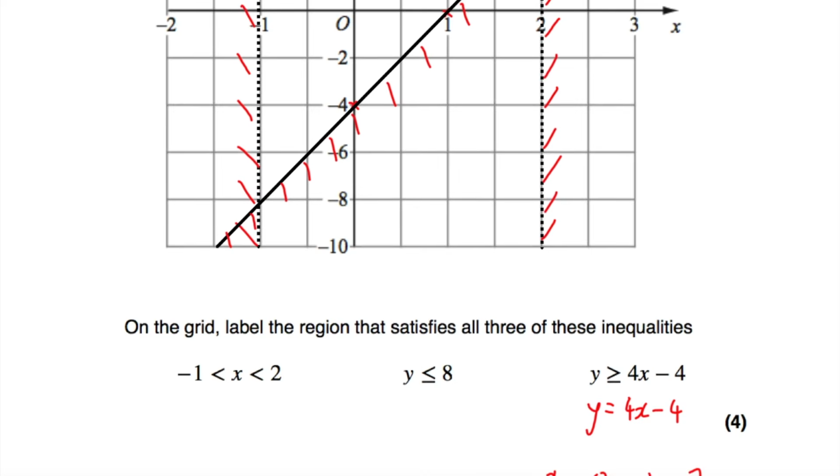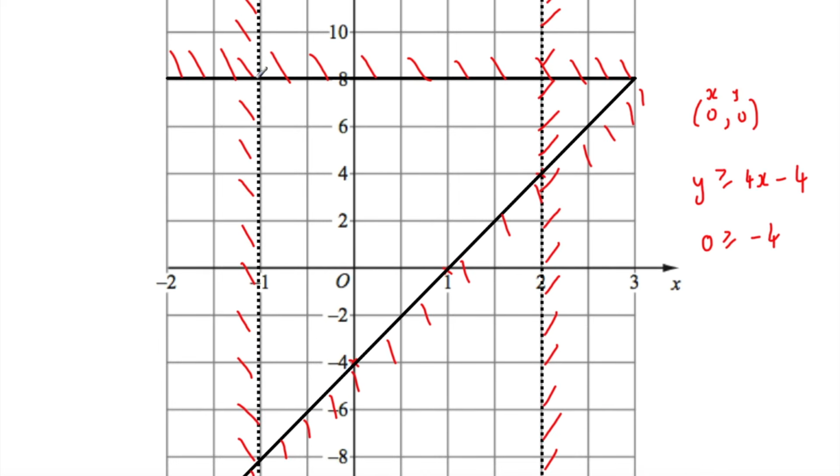We've got our region. The question said to label the region. If you have a look here, from here down to here, across to here, and up to here, that whole region there would be the region R that we want to accept. That's the one that satisfies those inequalities. And that's it. Okay, let's look at our next question.